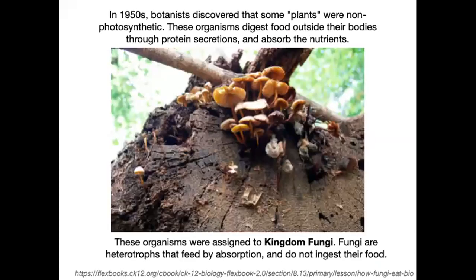Okay? However, in 1950s, botanists discovered that some plants were actually non-photosynthetic. Say, for example, yung fungi na andito. These organisms, alam natin, would digest food outside their bodies through protein secretions and would absorb nutrients in a form that will be readily used by their system. At dito nagkaroon ng kingdom fungi. And fungi are heterotrophs that feed by absorption and do not ingest their own food. So nagkaroon na from the four kingdom scheme of classification, nadagdag si fungi.